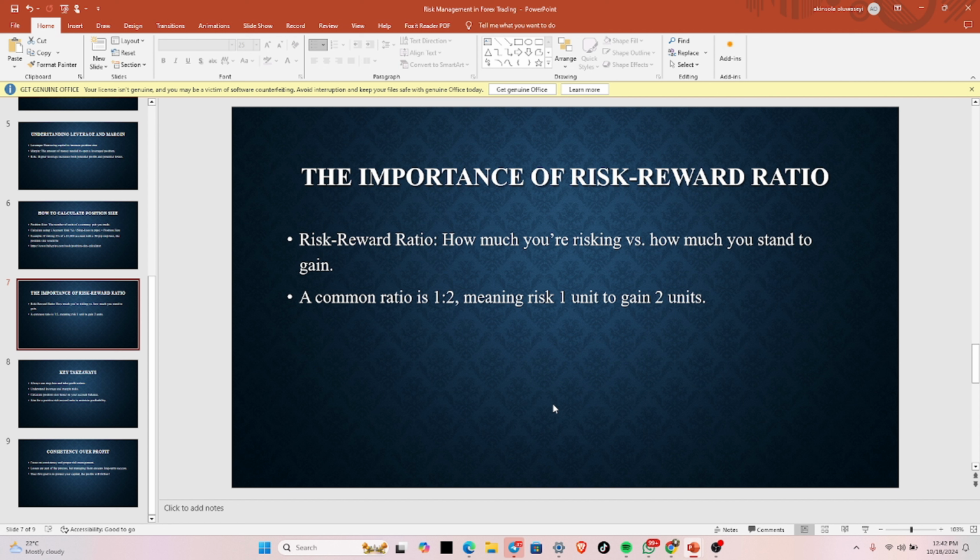The importance of risk to reward ratio. Risk to reward in risk management means the amount you are risking compared to the amount you are gaining. So the standard risk to reward, the least you can ever have, is either 1 to 1 or 1 to 2. That is, if you are risking 1% of your account, then make sure you make at least 1% back. That means if you are risking $100 on a particular trade, your aim should be at least $100 back. So in total, you are expected to make around $200 in return.